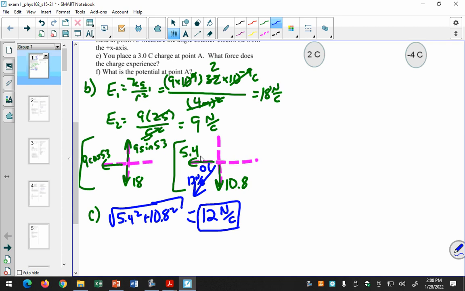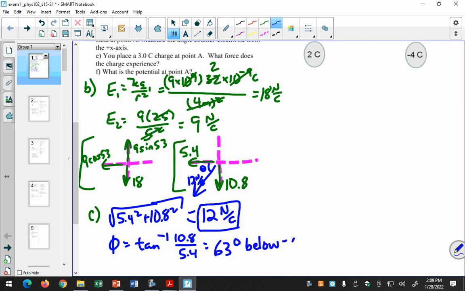And I don't ask for this, but let's ask what is that angle. Actually, I'm going to call it phi. That is the inverse tan of opposite over adjacent. The opposite is 10.8. Adjacent is 5.4. So it looks like the inverse tan of 2, which is 63 degrees. So 63 degrees below the negative x-axis.